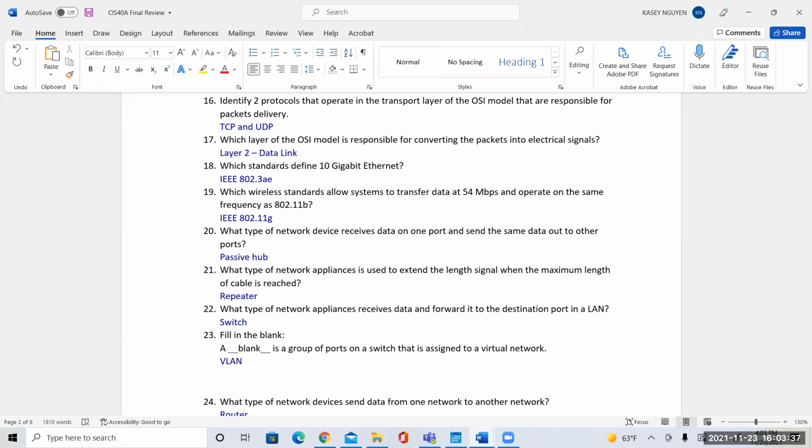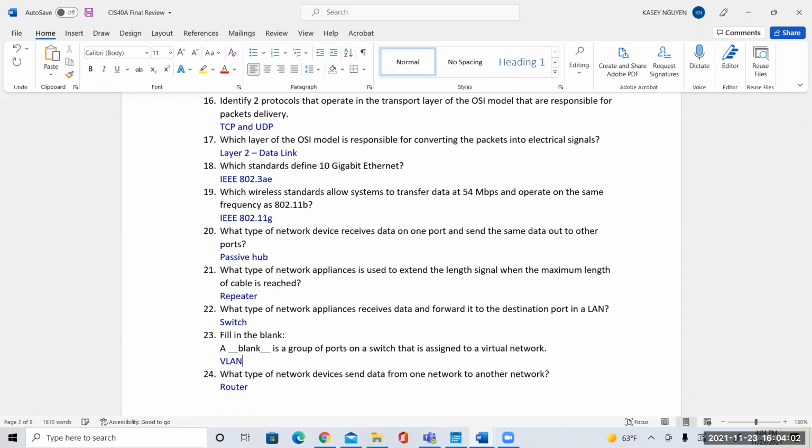23, fill in the blank. The blank is a group of ports on the switch that is assigned to a virtual network. And the question already states it, so you should know that this is a VLAN. We practice this. We have a range of ports, we group them up, we trunk them, and we use Cisco appliance for that, right? Or network appliance, I should say, not just Cisco.